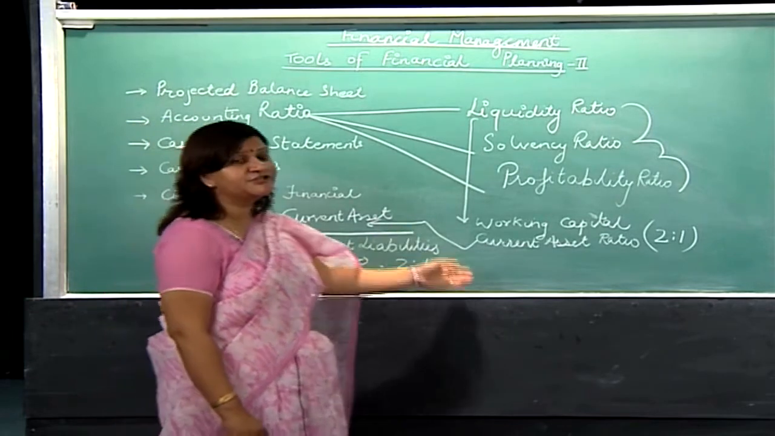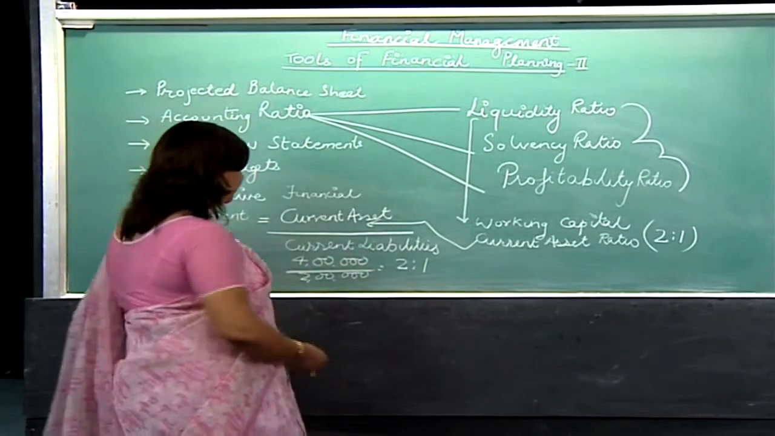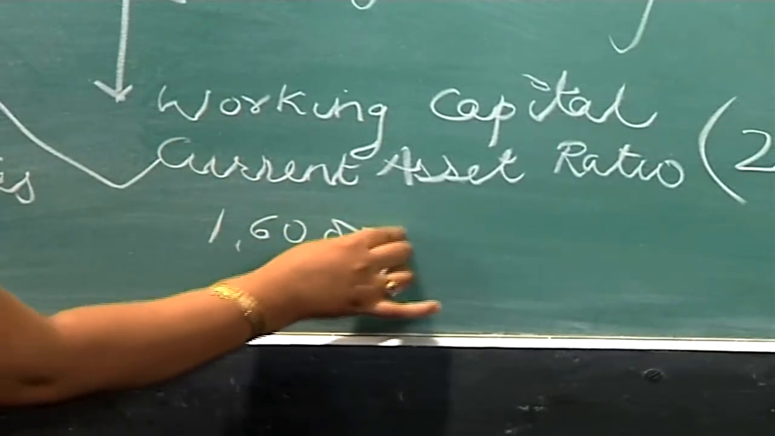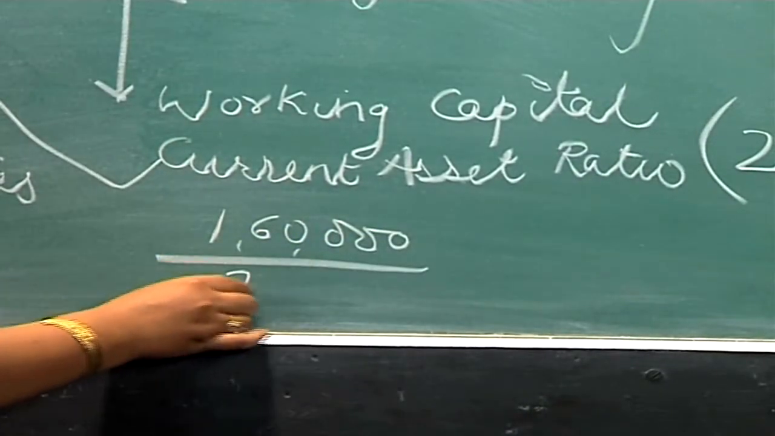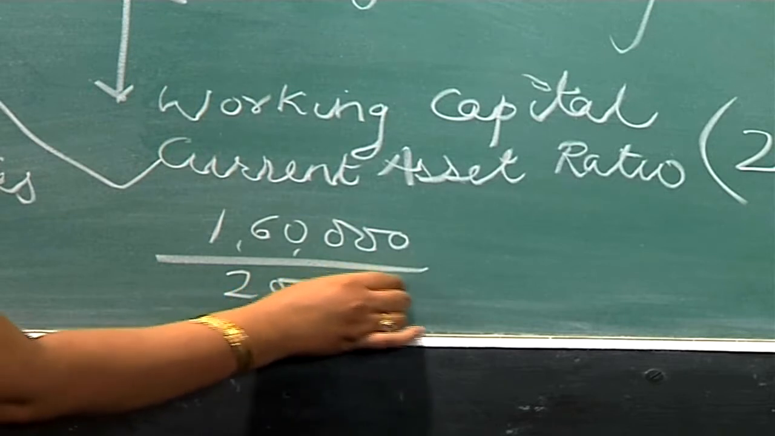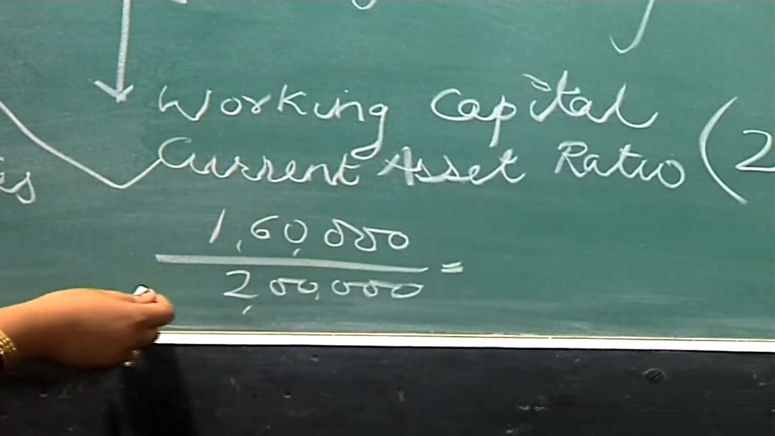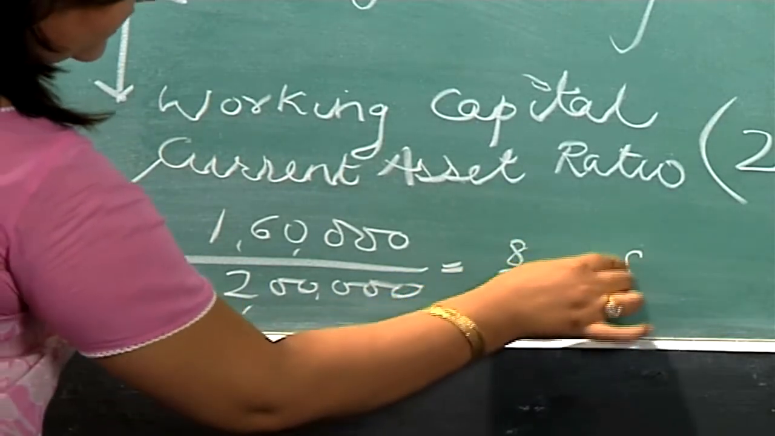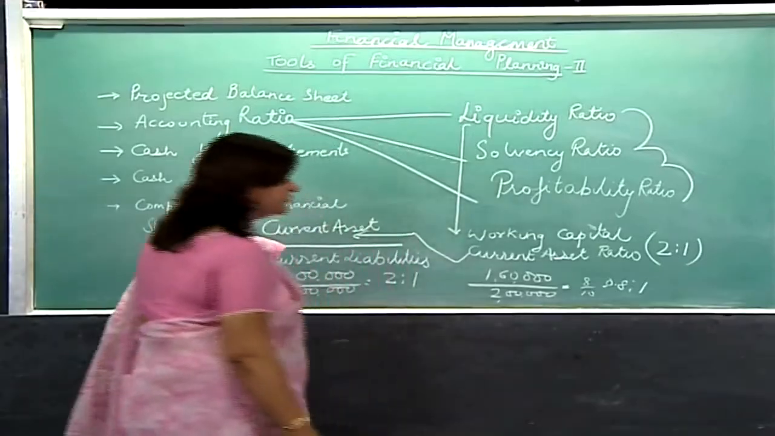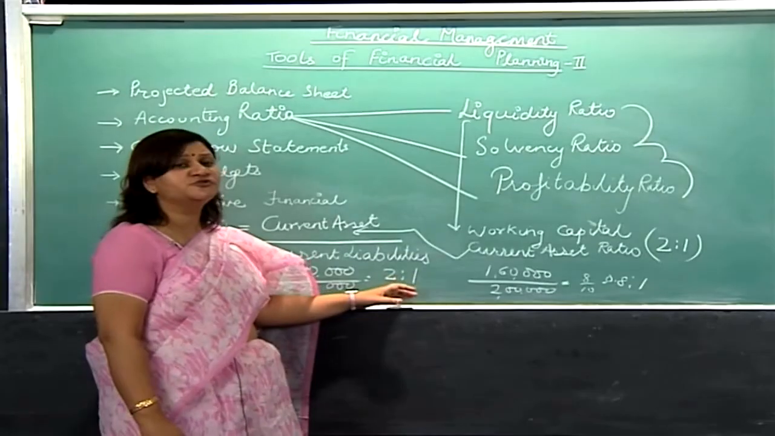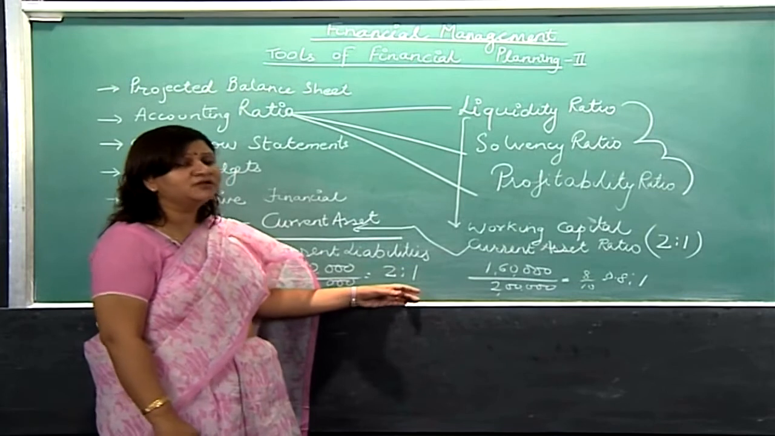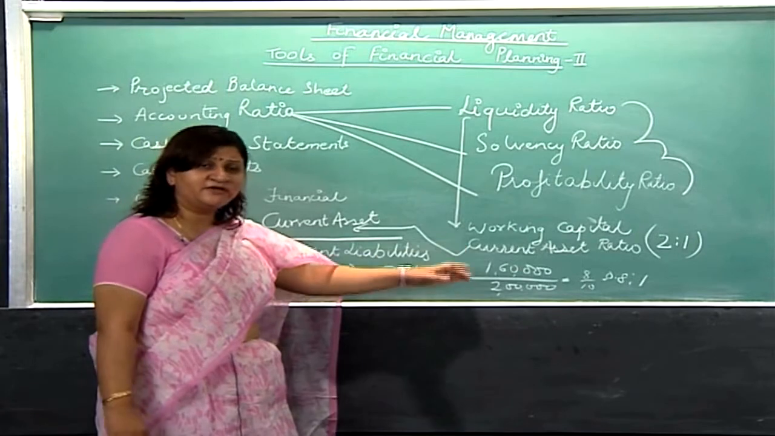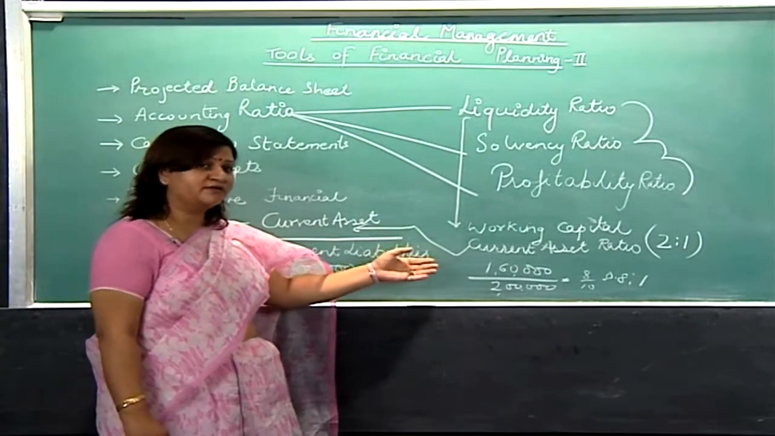What if the current ratio is less than 2:1? Take an example. If the current assets are 1,60,000 while the current liabilities are 2 lakh, it will give a figure of 0.8:1. So it's showing that the short-term working position of the firm is not strong. They don't have adequate current assets to pay off the liabilities. Their liabilities are exceeding the current assets.